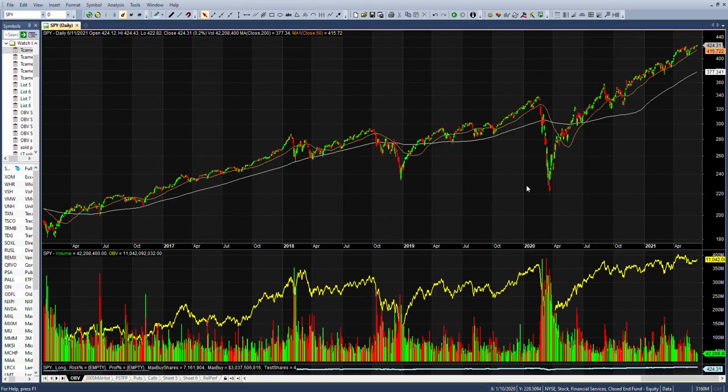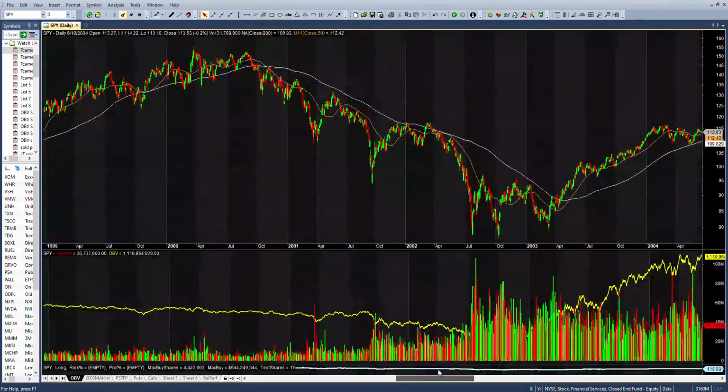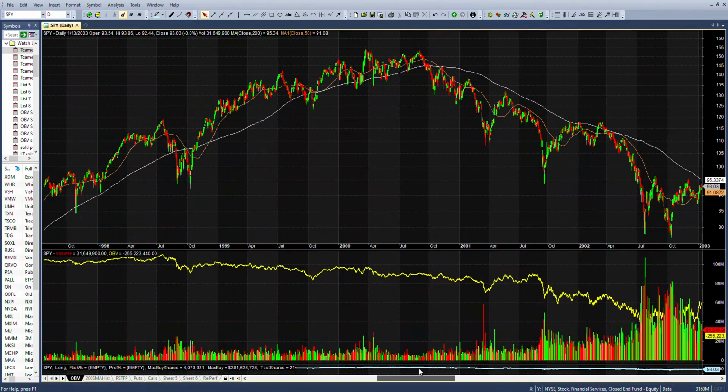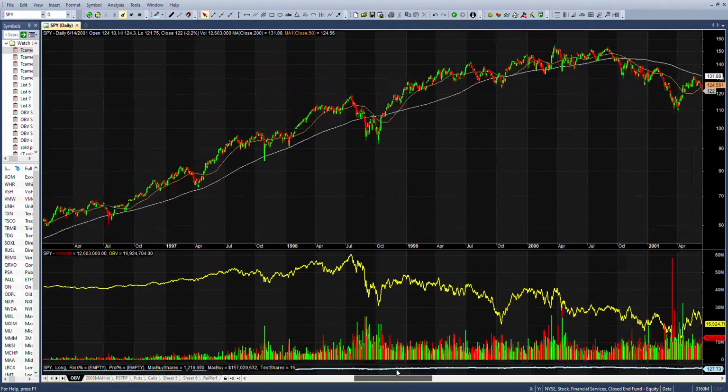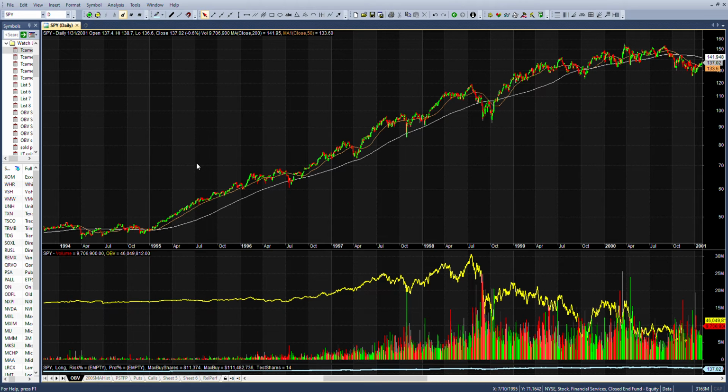I'm going to zoom in and then scroll back so you can see the chart better. Here we go, we're zoomed into 2000. The 50-day moving average pretty much stayed above the 200-day moving average from 95 to 98. In 98, it did cross. This could have been your signal to go into cash or stop buying stocks.